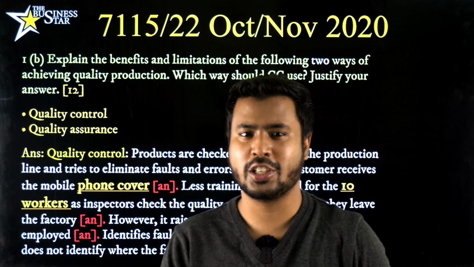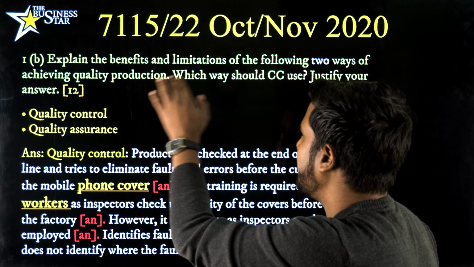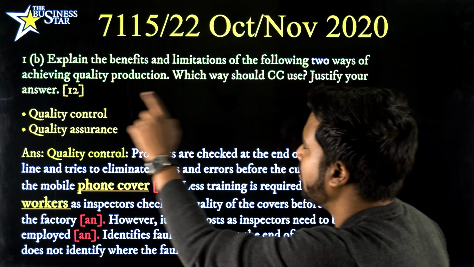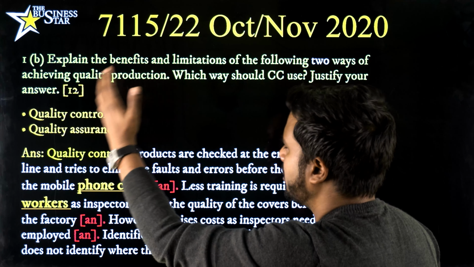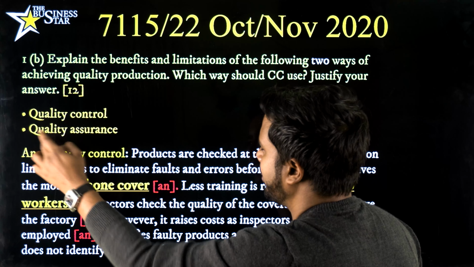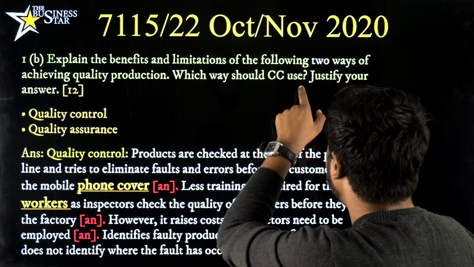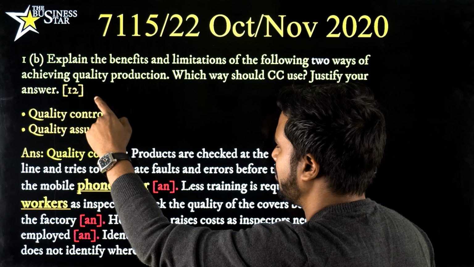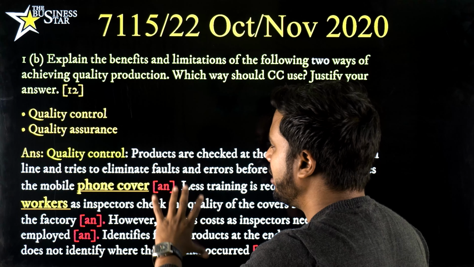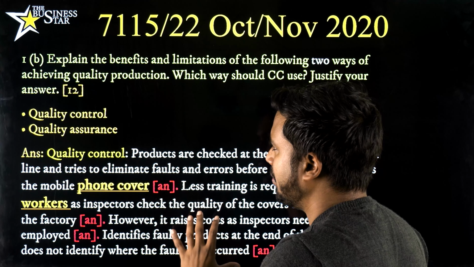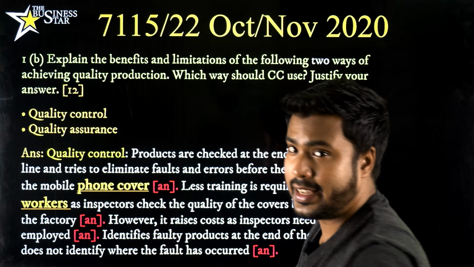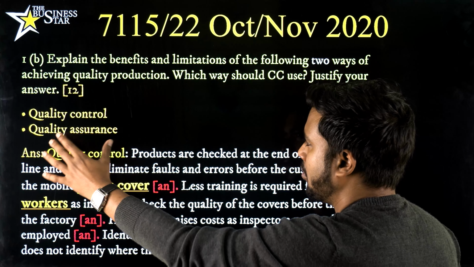Business stars, moving on to question 1B: explain the benefits and limitations of the following 2 ways of achieving quality production. What are the 2 ways? Quality control and quality assurance. Which way should CC use? Justify your answer. It's a 12-mark question. Here, I'll be talking about the advantages and disadvantages of quality control. In the next slide, I'll be talking about quality assurance.